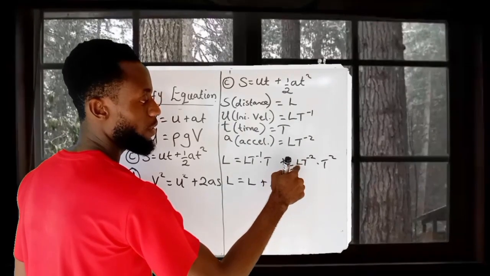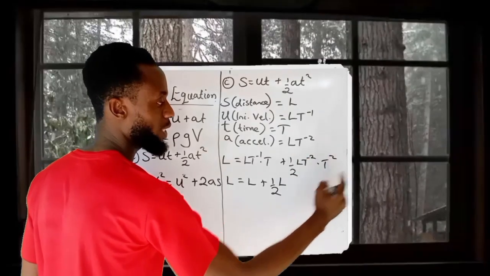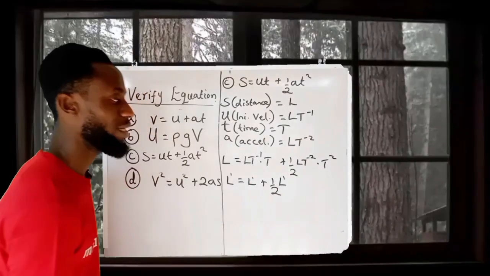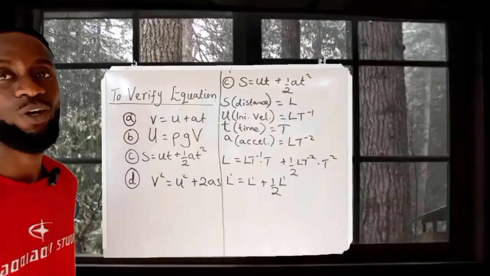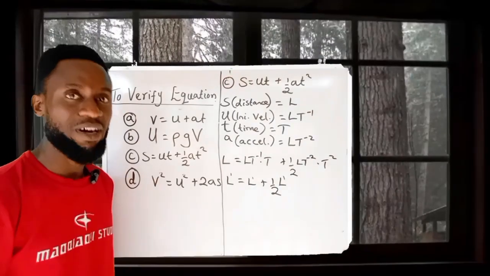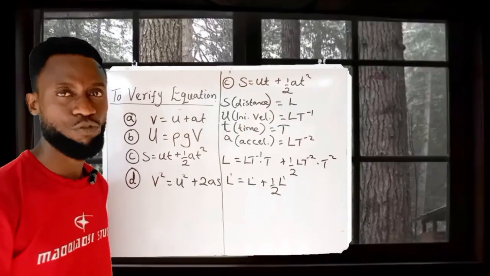Here L has nothing, so we have L, but here minus 2 plus 2 again cancels out. So now you see that the power on the fundamental is also the same, ignoring the coefficients. So this is as easy as it can be. Whenever you are asked to just verify that an equation is correct, there is no confusion.